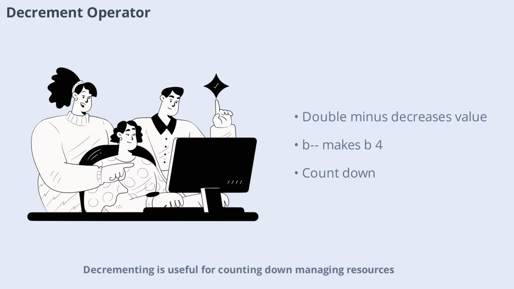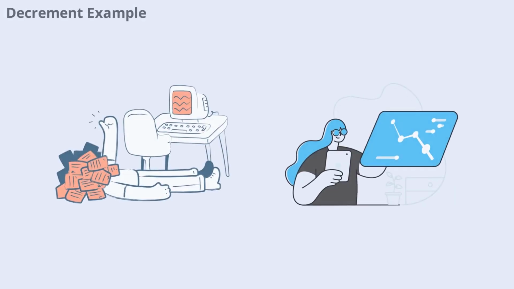Decrementing is useful for counting down, managing resources, or tracking progress. It's a simple way to reduce values in your code. Let's see decrement in action.